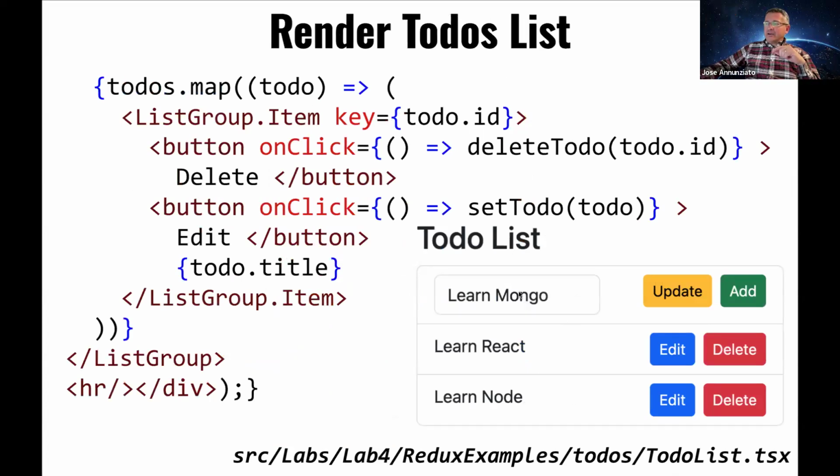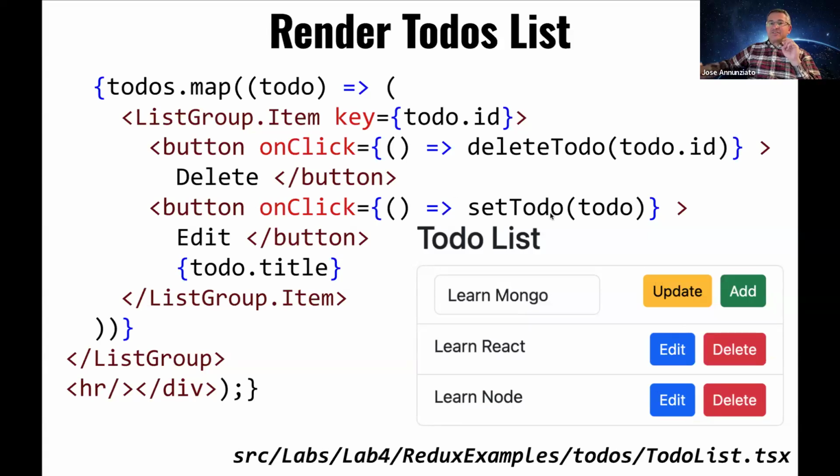It's iterating and creating a new item for each one of the to-dos, with the title there, and then the buttons where you can either delete the to-do or set the to-do that I want to edit. So notice that delete just calls delete to-do and passes the ID. So that will filter out that to-do from the array, and it'll re-render without that to-do.